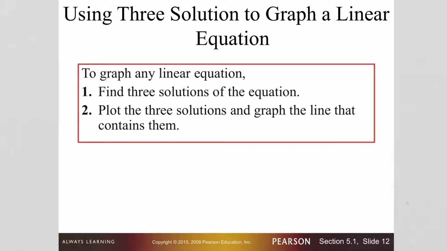Now, we do recommend that you use 3. And the reason why we recommend that is because sometimes we mess up in math. And you know that if you don't get these 3 points to line up in a line, then you have messed up somewhere and you should check your work again. So that's why we always recommend that you use 3. But just to let you know, you can use any 3 points that lie on the line to graph it.